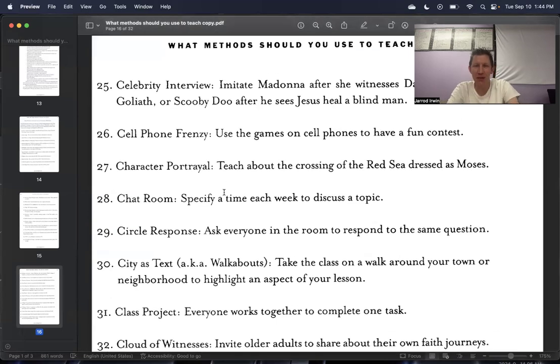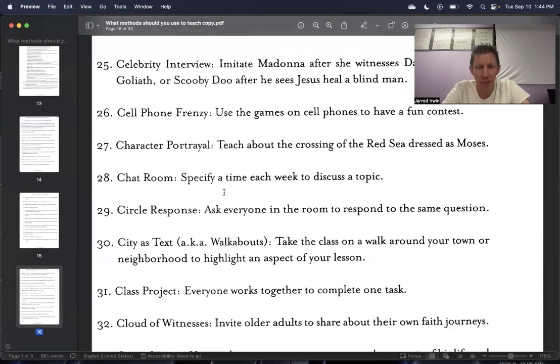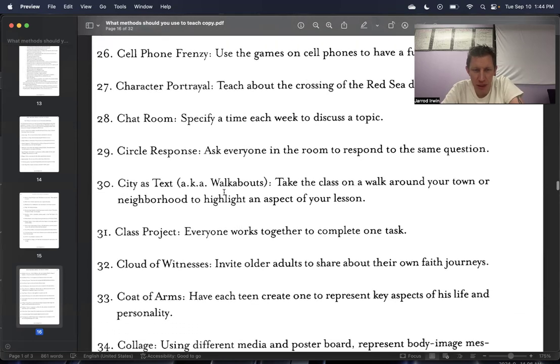Cell phone frenzy: use the games on cell phones to have a fun contest. Oh, no, don't do that. I don't know how you work that in. Character portrayal: teach about the crossing of the Red Sea dressed as Moses. Chat room: specify a time each week to discuss a topic. That could be cool.